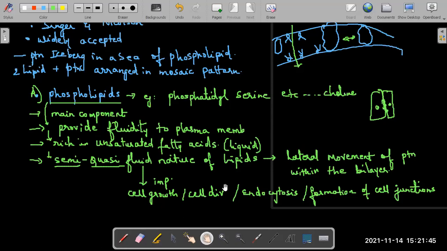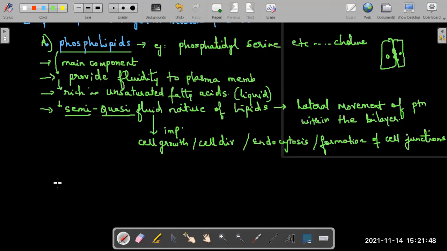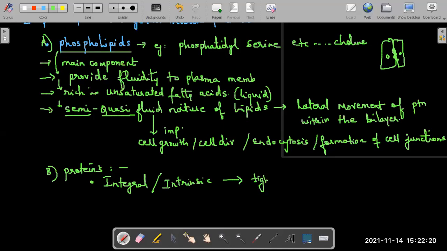Done. Now let's come to the protein part. When it comes to proteins, there are two types. One is integral, also called intrinsic. These are all tightly bound to the lipids, so they cannot be easily removed.